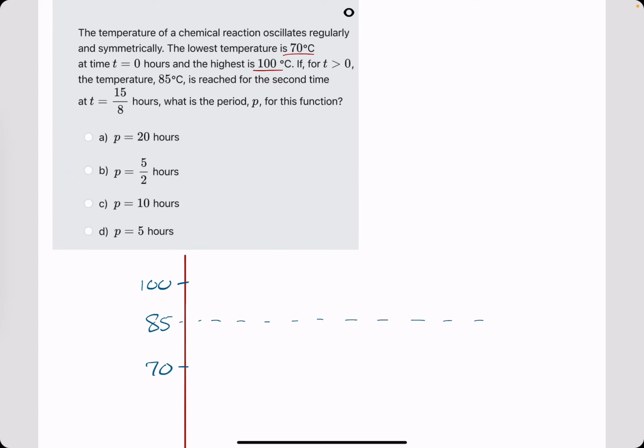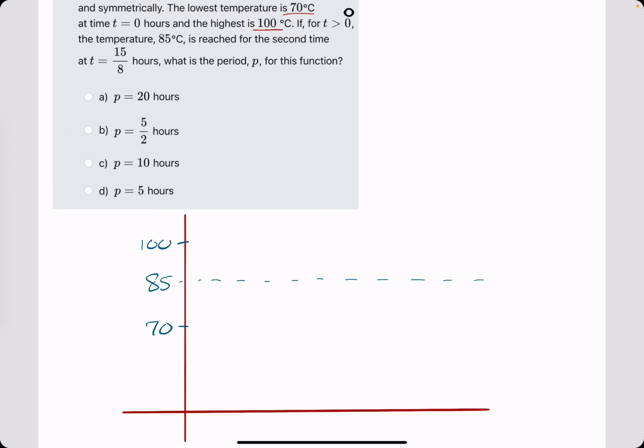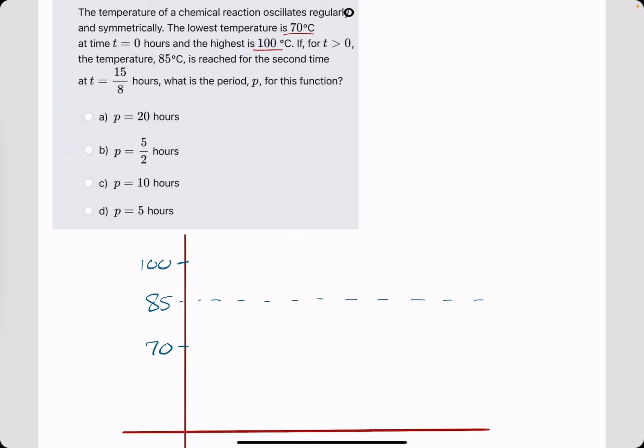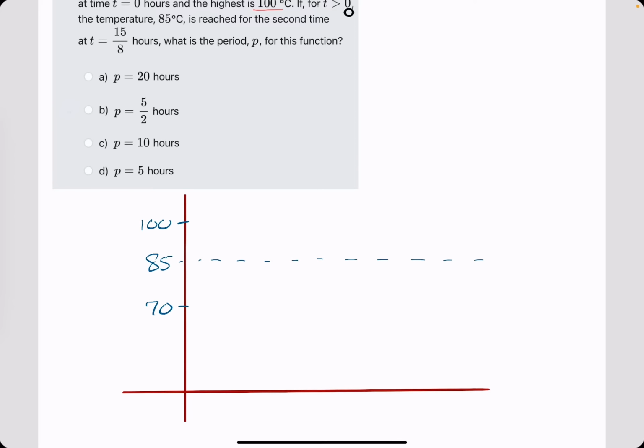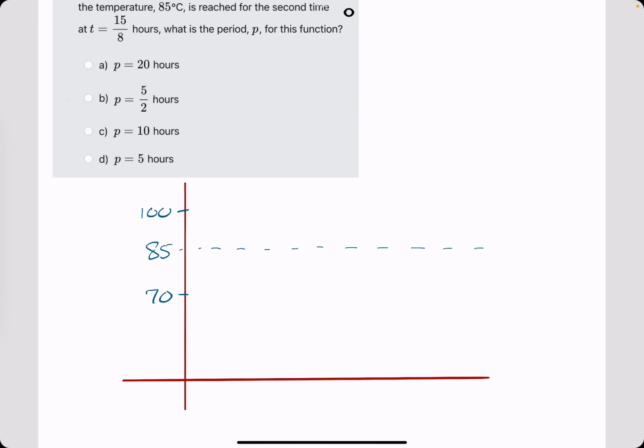And then they say the lowest temperature is 70 at time 0. The temperature 85 is reached for the second time at time 15/8 hours. Okay, interesting. So 15/8 hours. We're going to go ahead and throw that.